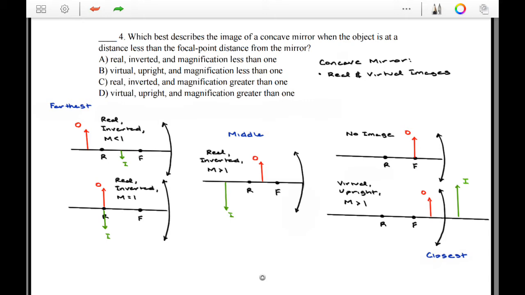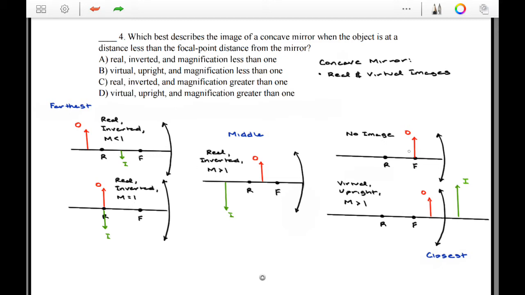One way that you can remember this is that when the object is the farthest away, past the radius of curvature, the magnification is going to be less than 1. So it's going to be at its smallest point. You should know that when the object is farther than the radius of curvature, it's going to be real and inverted. As we move forward here, we can see how it goes from less than 1 to equal to 1 to larger than 1.